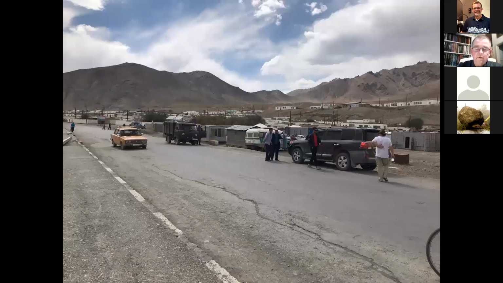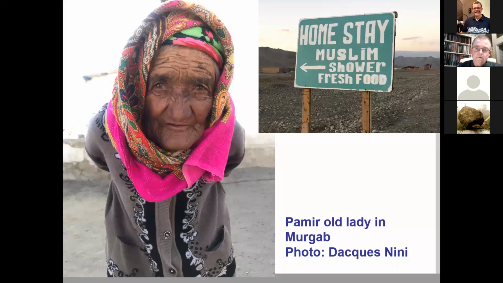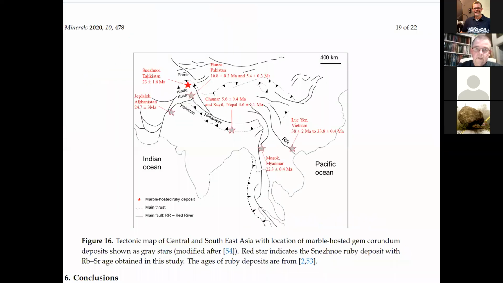Here is Murgab, with temperatures of -50, -55 in winter. So a very cool area. And here is the Snezhnaya, age dated 23 ± 1.6 million years, which corresponds to similar ages for Jegdalek ruby deposit in Afghanistan, and Mogok in Myanmar.